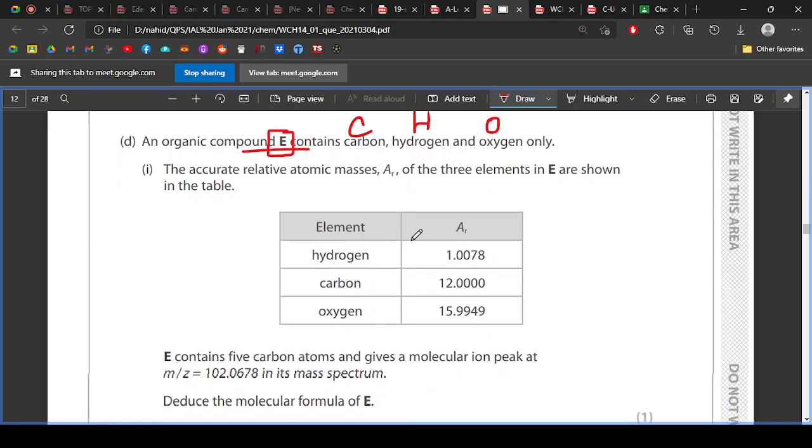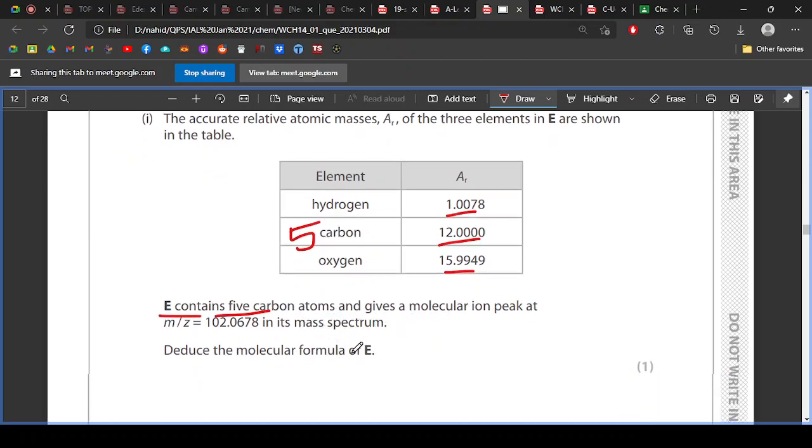If you remember, we studied high resolution mass spectrometry a few days back, I think just yesterday or the day before. Do you remember we looked at mass values with very high accuracy, up to 4 decimal places? All right. They said that compound E contains 5 carbon atoms. So we know there are 5 carbon atoms, but we don't know how many oxygen or hydrogen there are. Now the question says we have to deduce the molecular formula.